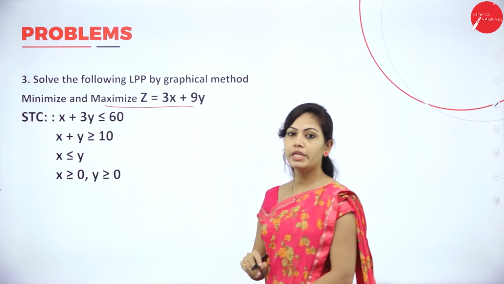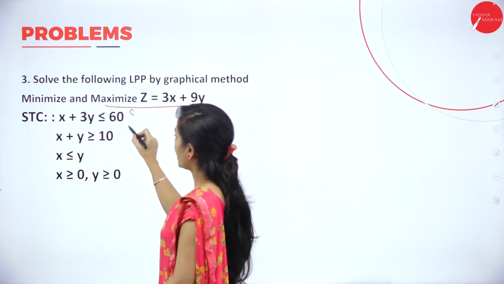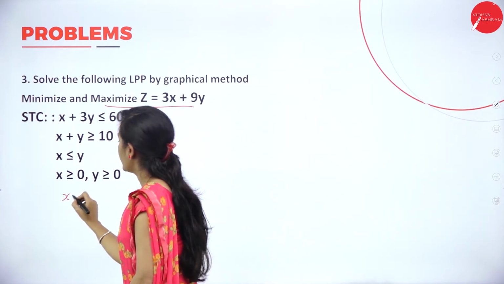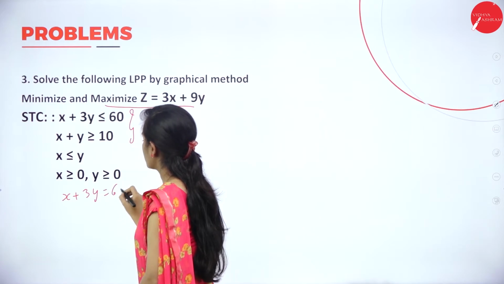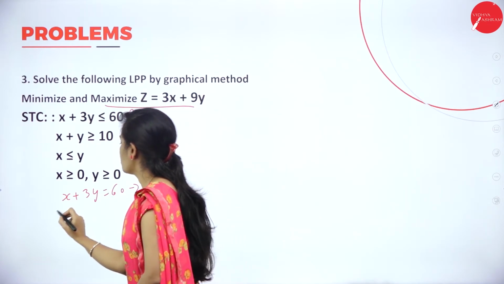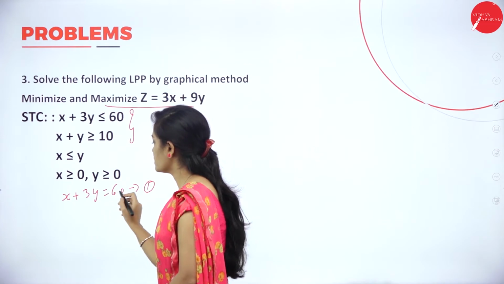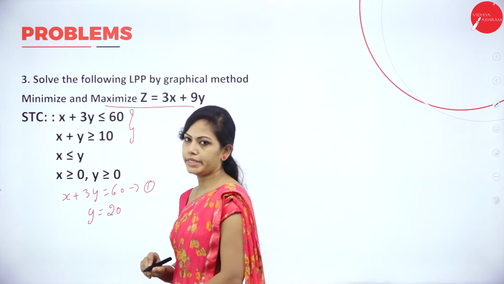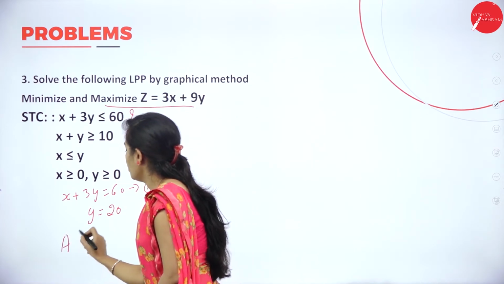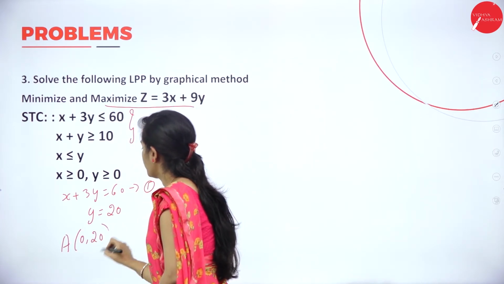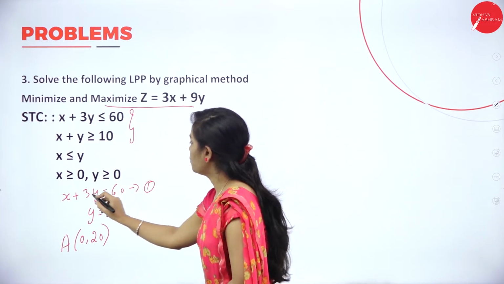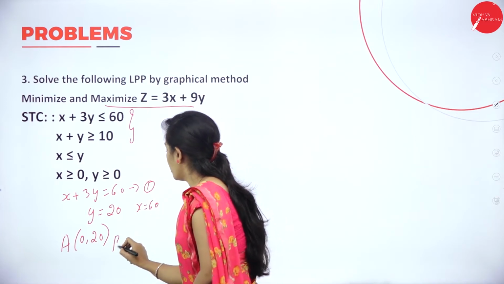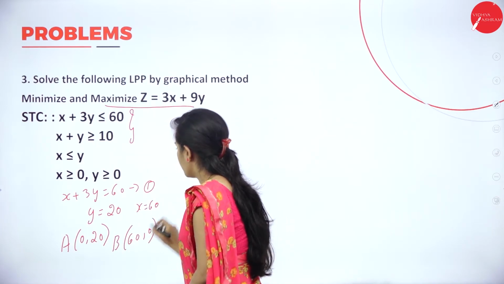Maximize z is equal to 3x plus 9y. Again we have different constraints here. So first convert it into standard form. x plus 3y is equal to 60. This is equation number 1. So put x is equal to 0, 3y is equal to 60 and y is equal to 20. So A is 0, 20. And put y is equal to 0, x is equal to 60. So B is 60, 0.